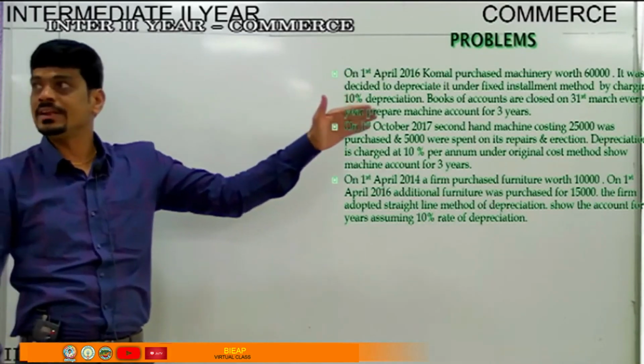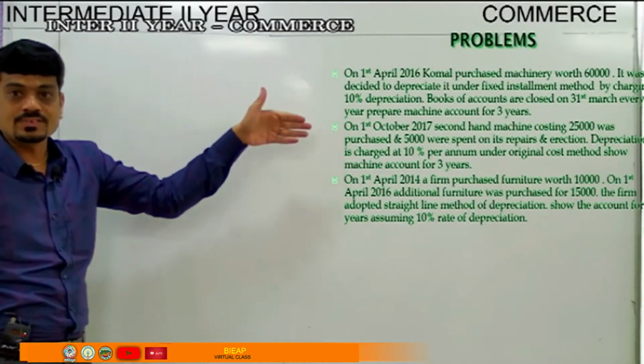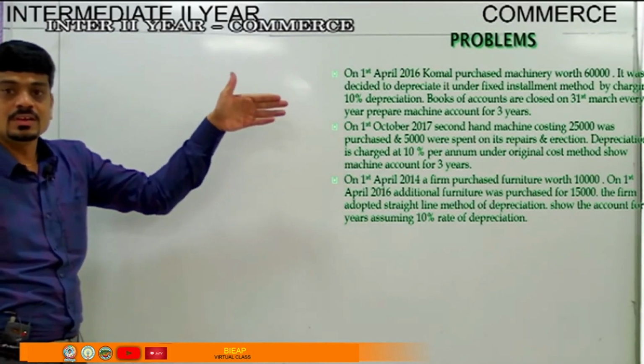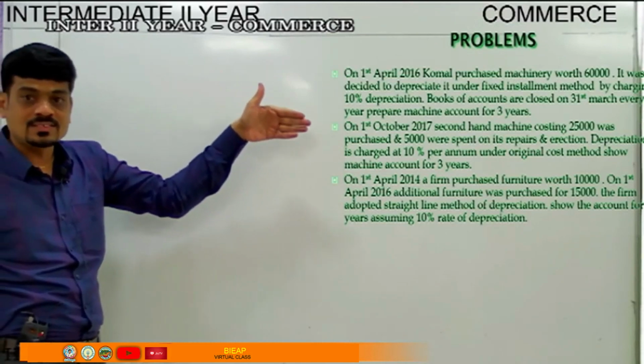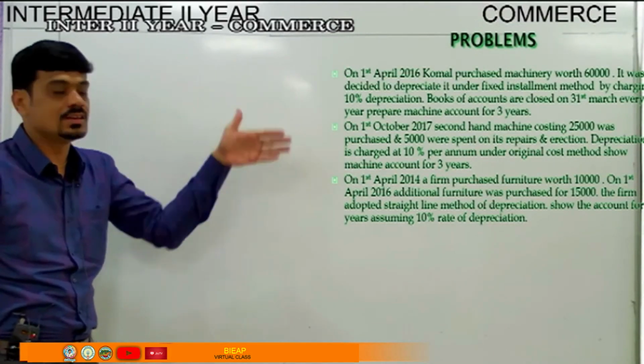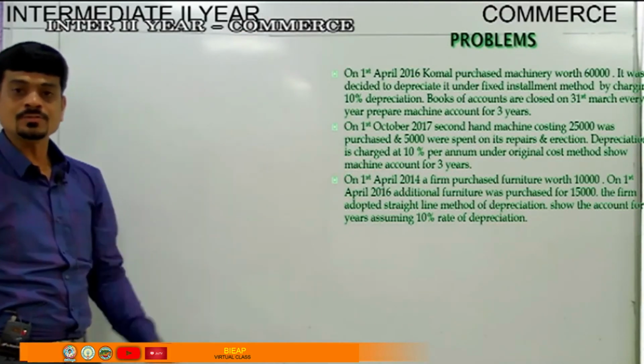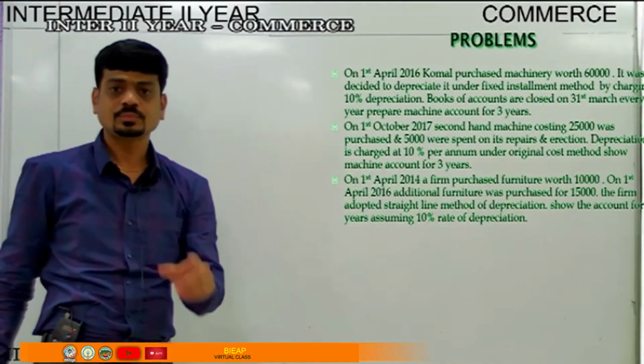Now, I have formulated 3 questions for you here. First question is Komal is purchasing an asset. In the second question, I gave you another question, and third. These are the 3 questions which we are going to solve. Now let us focus on the first question.